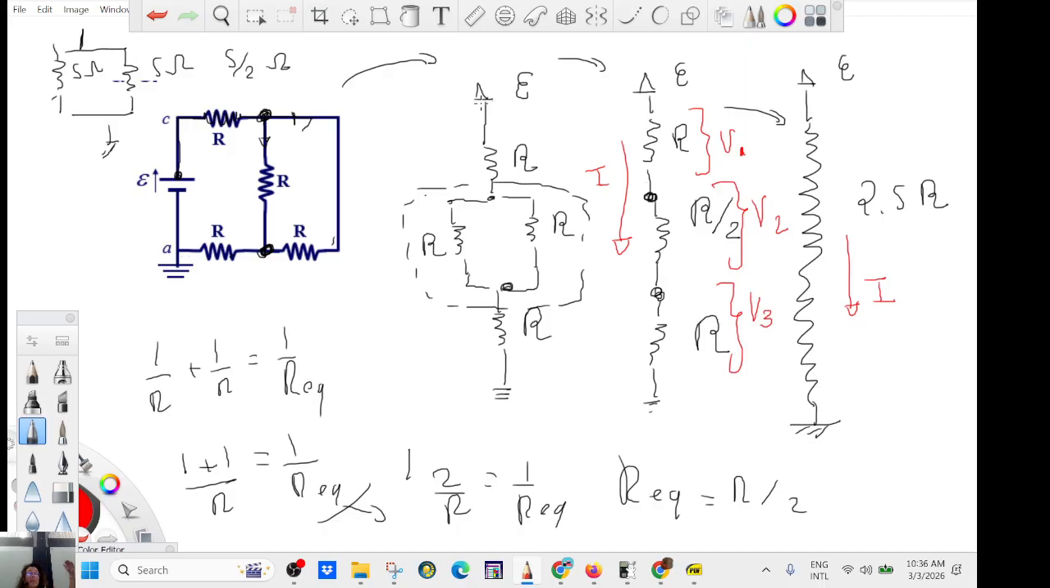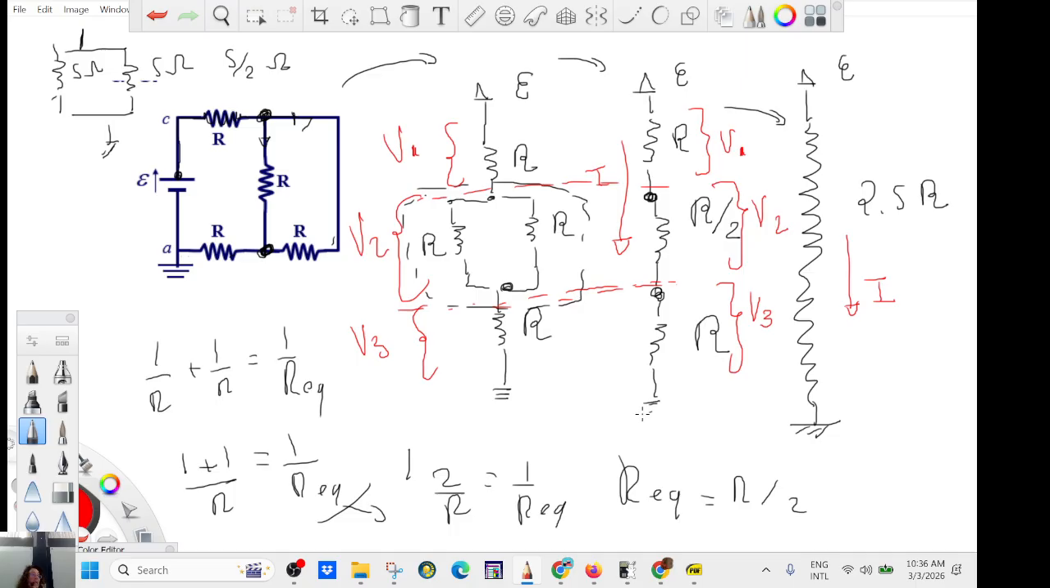Think of that as altitude. So that's going to be V1. That's going to be V2. And that's going to be V3. You see, it's like level. It's the same level here and the same level there. You drop V1, you drop V2, you drop V3, you go back to ground.